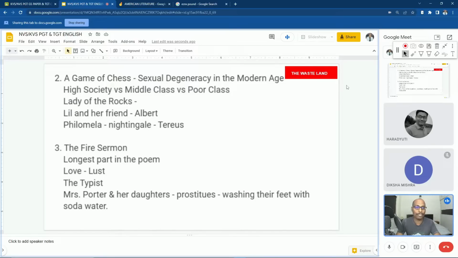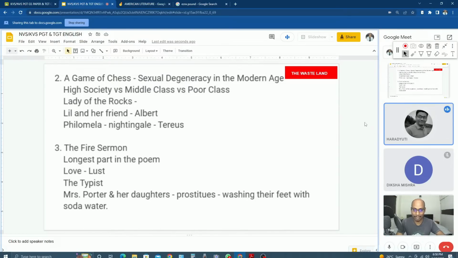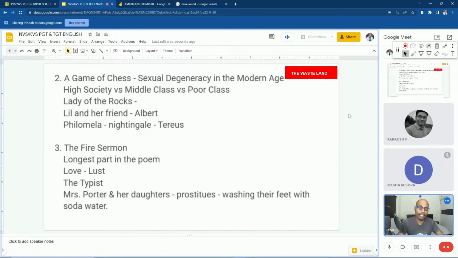Shall I continue, Goji? Yes, sir. All right. Now, from an examination point of view, the longest part in the poem The Wasteland is the Fire Sermon. Here, it's again the same thing: love and lust, and there is a typist in this poem. After completing her work, she comes to her home. Her boyfriend comes to her, and they have physical intimacy, and after that the man leaves the room.